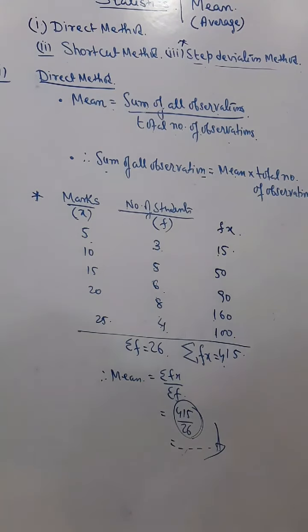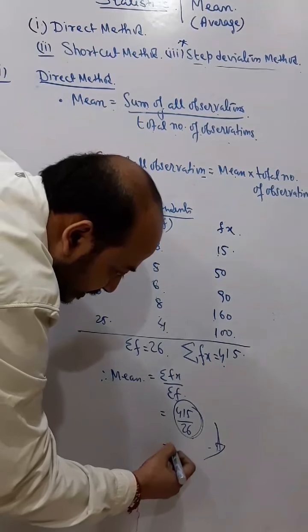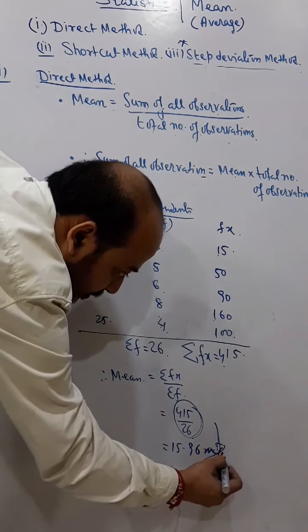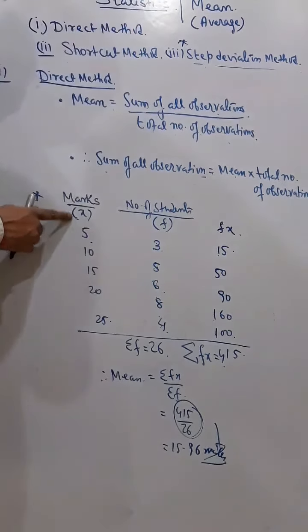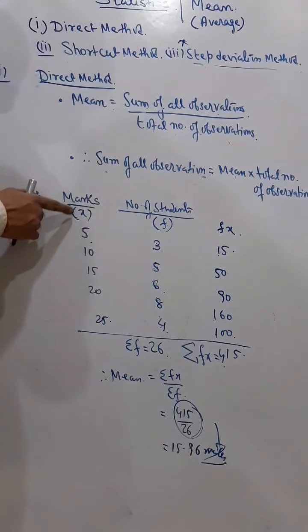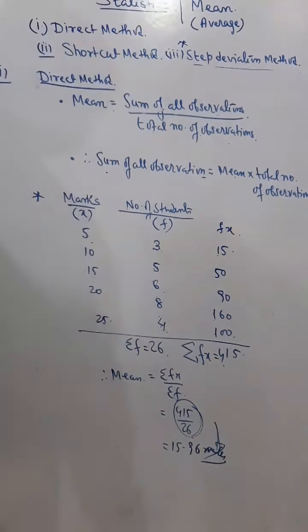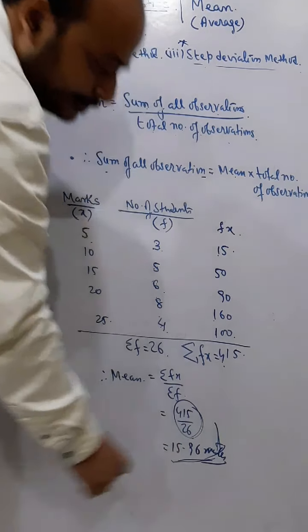Okay, so in fact the answer will be 15.96 to be exact. 15.96, we say marks. Whatever is given here, we should write that. Now suppose it is rupees, we'll write rupees 15.96. Suppose it is weight in kg, then we'll write 15.96 kg. So you also have to be careful about that. You have to write the proper unit here.